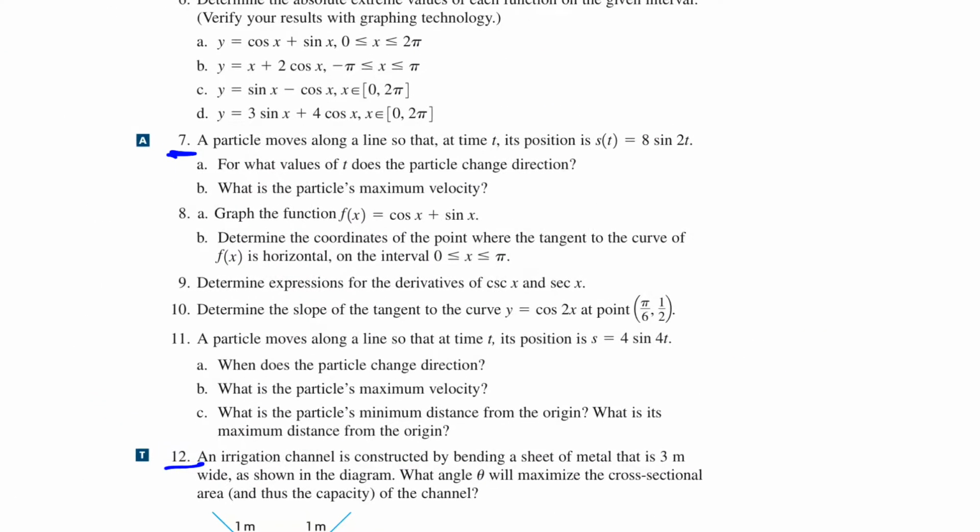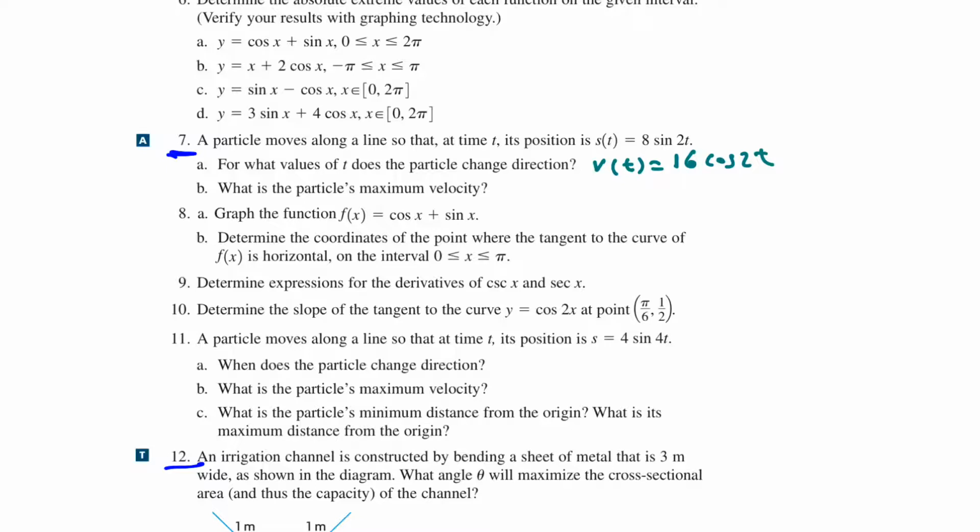Next question, question number 8. A particle moves along a line so that at time t the position is s(t) equals 8 sin of 2t. For what values of t does the particle change direction? You have to see when velocity changes sign. Velocity is 16 cos of 2t.